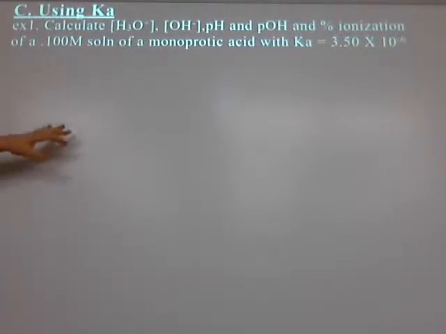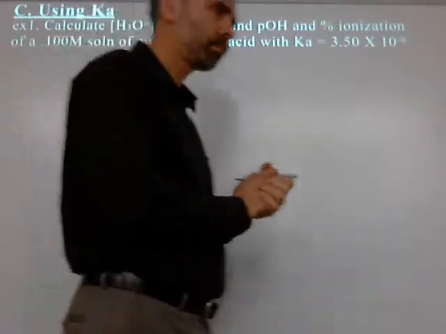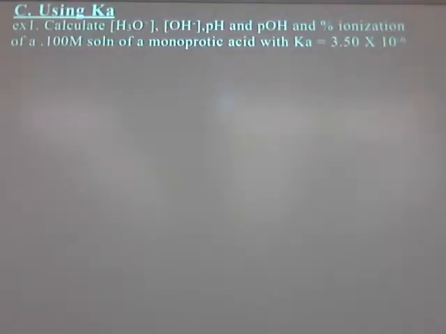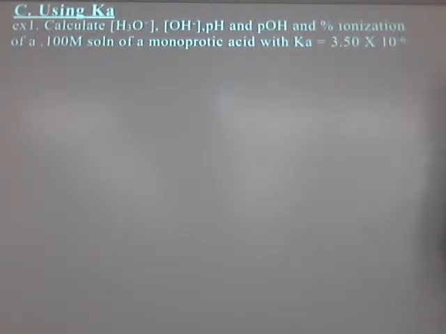This first one's going to have everything on it. It would be very difficult to fit it all on one board, but I will probably have to erase a little bit, but we'll do most of it on one board. But notice what I'm asking you for. Basically, hydronium, hydroxide, pH, pOH, percent ionization, all that stuff comes from trying to figure out what X is. Because here's Ka, it tells you what Ka is, and it tells you what the concentration is.